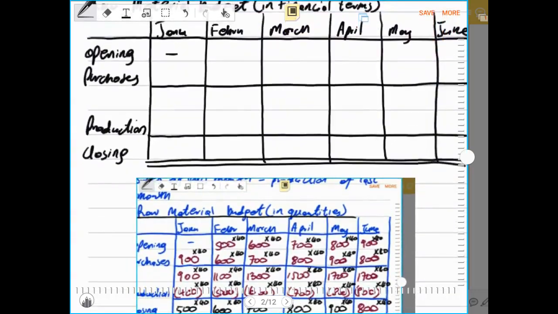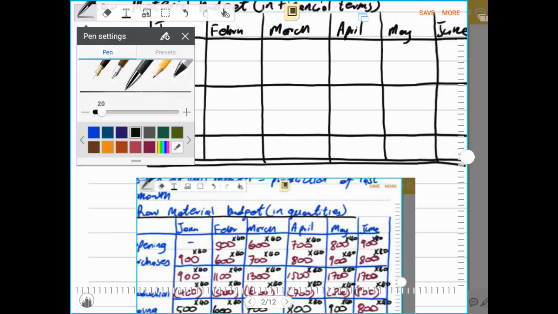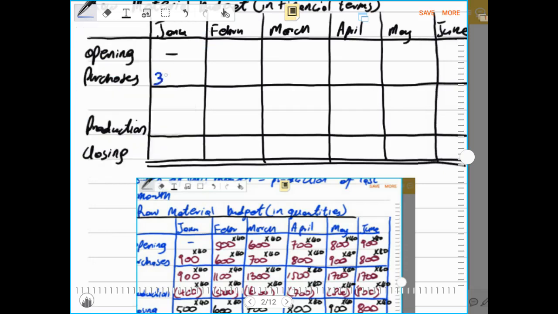We don't have the opening balance, then we'll have 900 by 40. Please confirm all the calculations. 900 by 40 will be 36,000 here. Then we'll have 36,000, which is this 900 by 40, the one that we're talking about. It will give us 36,000. Then after we will have 36,000. This is in rands, guys, don't forget.